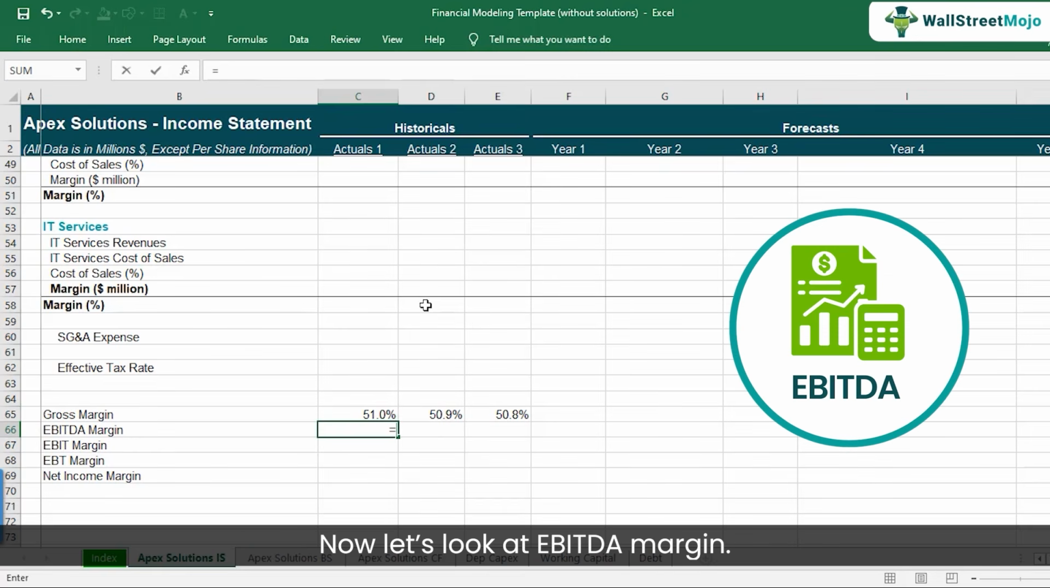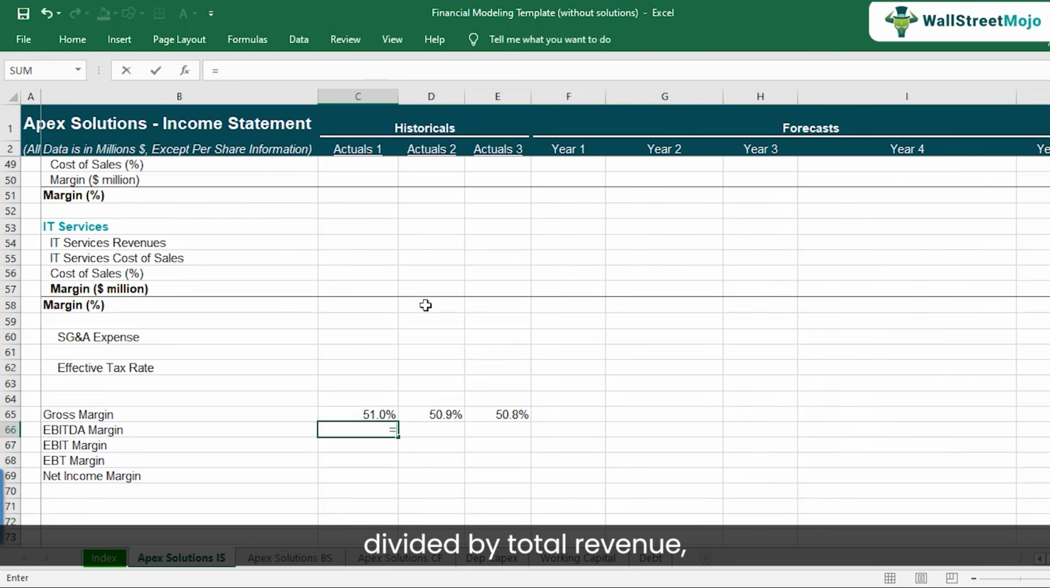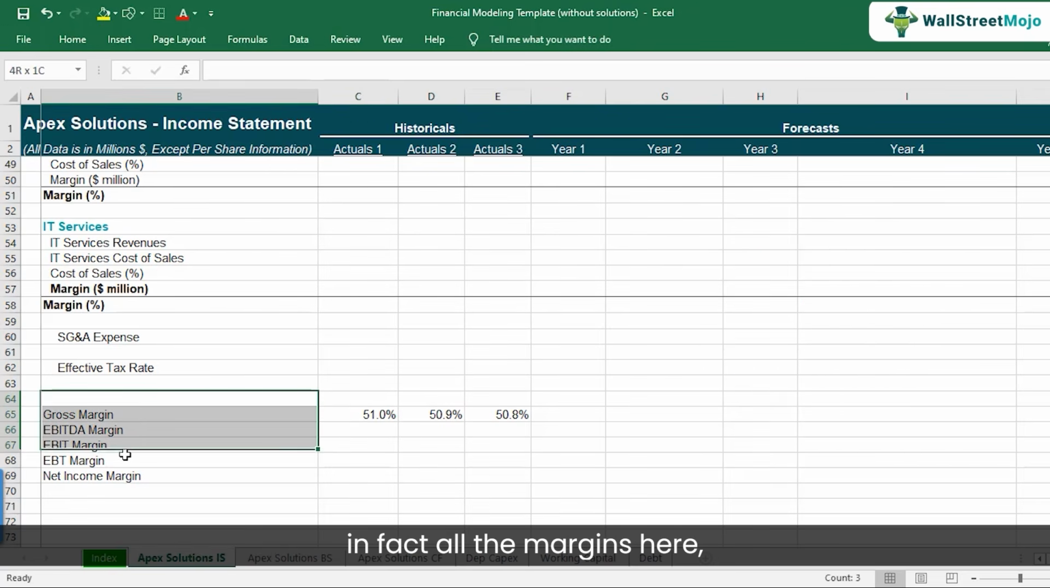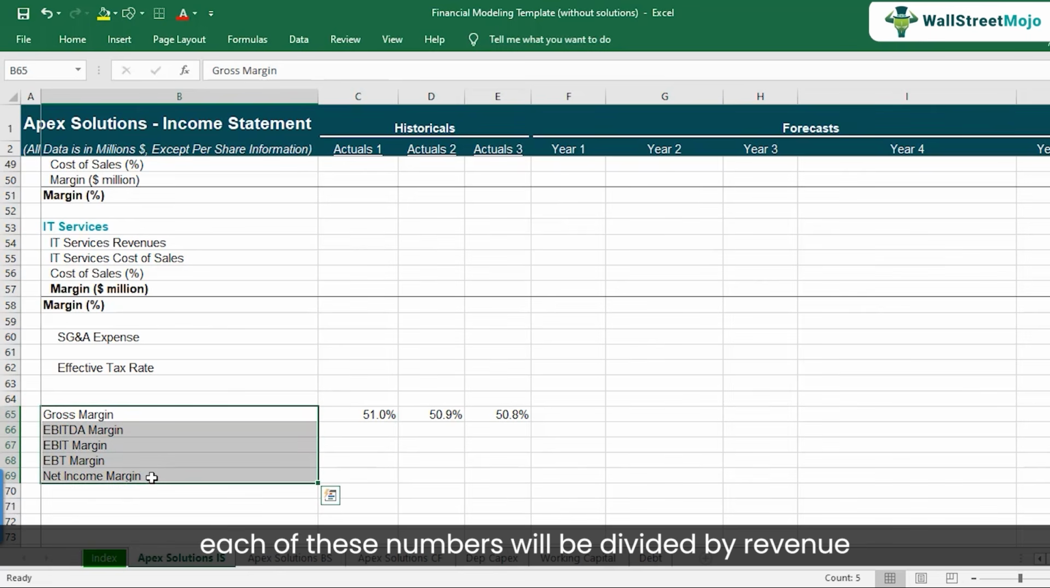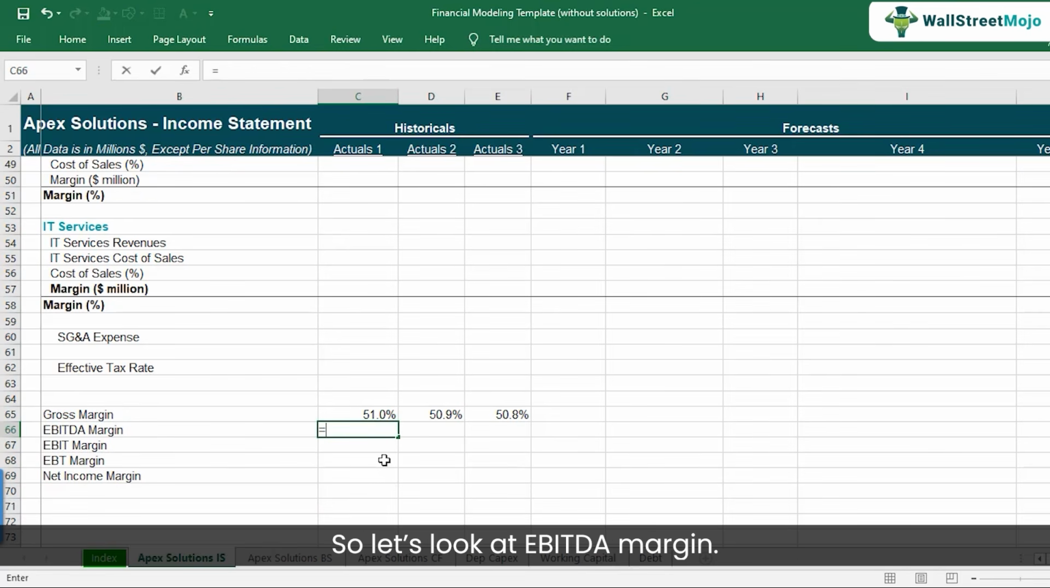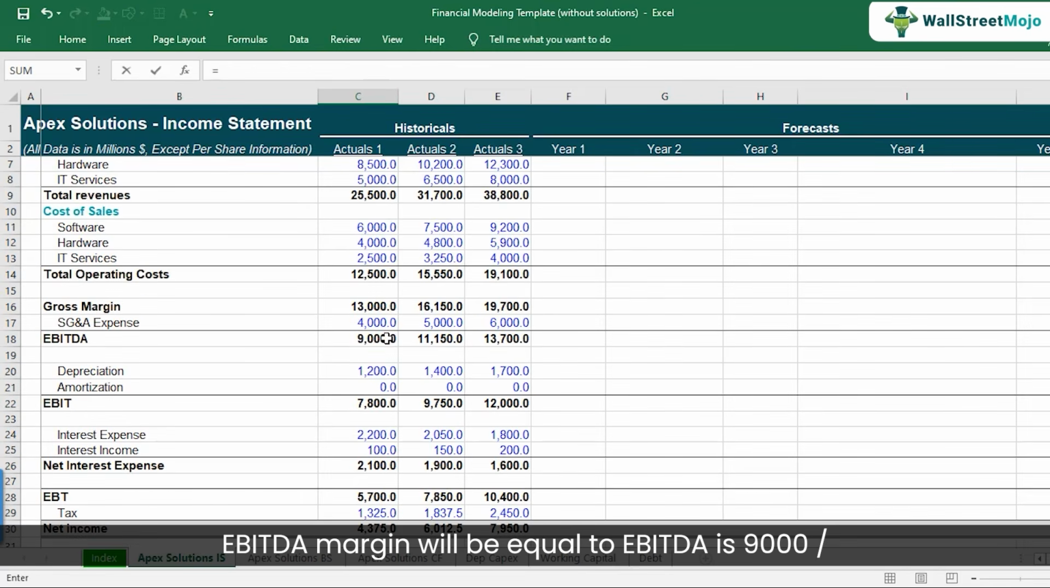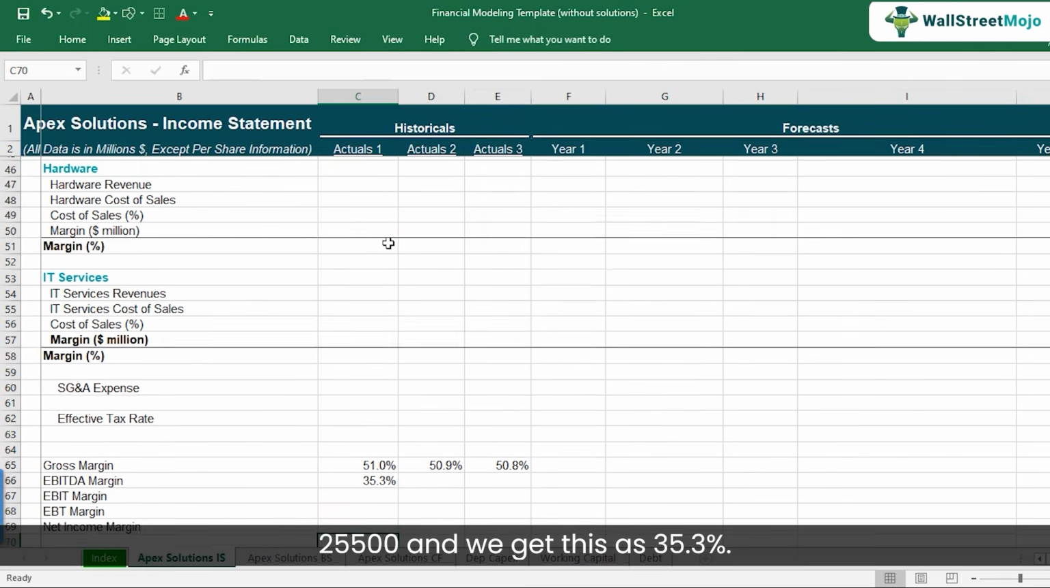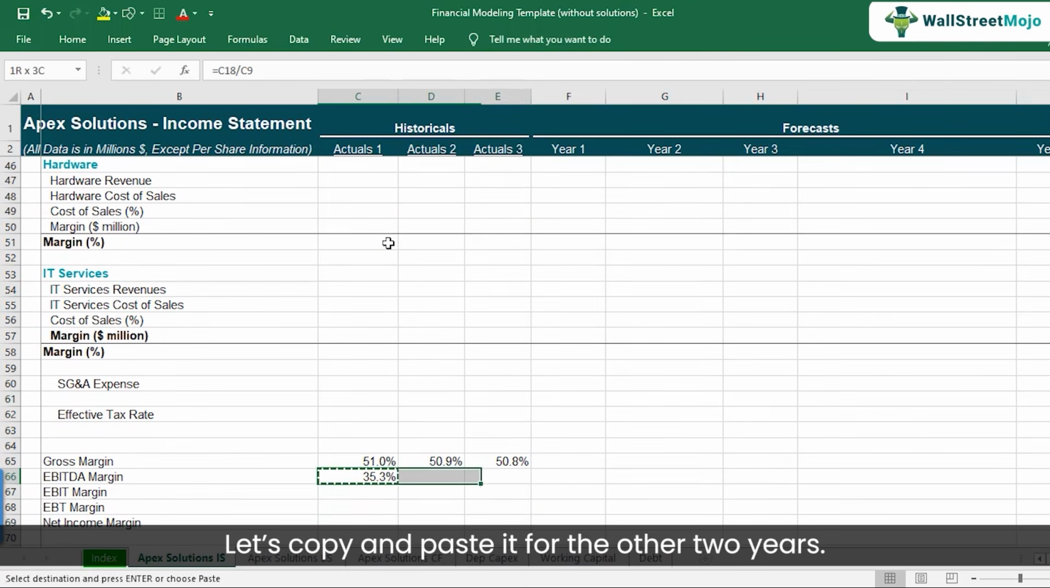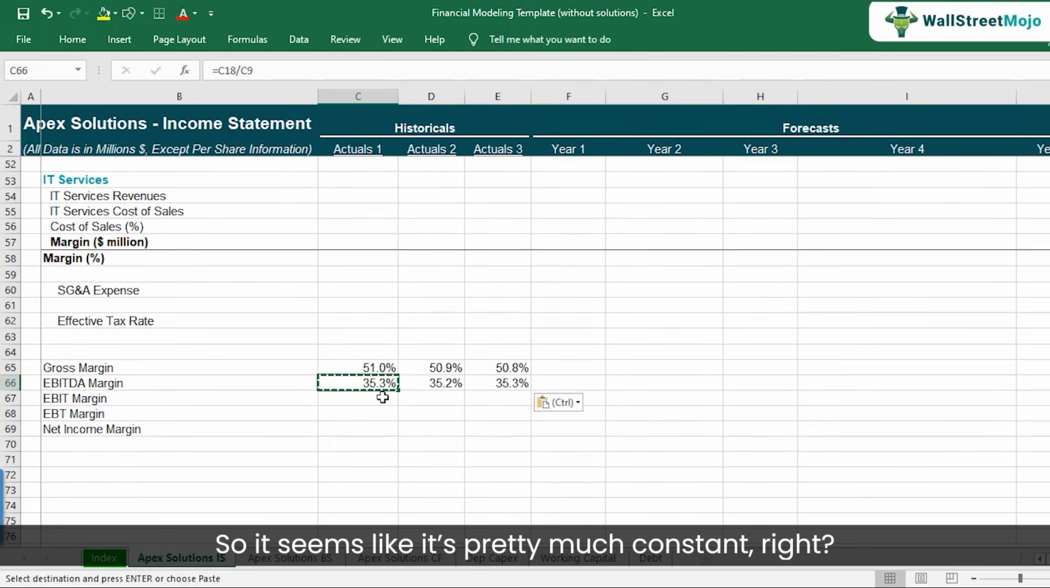Now let's look at EBITDA margin. EBITDA margin is earnings before interest, taxes, depreciation and amortization divided by total revenue. In fact, for all the margins here, each of these numbers will be divided by revenue so that we know how the profitability is at that level. EBITDA is 9,000 divided by 25,500, and we get 35.3%. Let's copy and paste it for the other 2 years. It seems like it's pretty much constant.